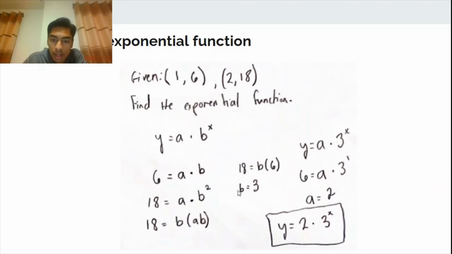So the way we would do this is that we would take this b that we just found and substitute it back into the original equation, and then we get y is equal to a times 3 to the x. And then we can substitute one of these coordinate pairs. So we'll just do the first one, 1, 6. And then we get 6 is equal to a times 3 to the 1, which is just a is equal to 2 after we divide both sides by 3. And so once we get our a value of 2, we can substitute that back into the original equation, and then we get the final exponential function equation of y is equal to 2 times 3 to the x.